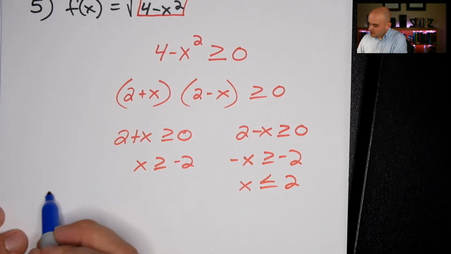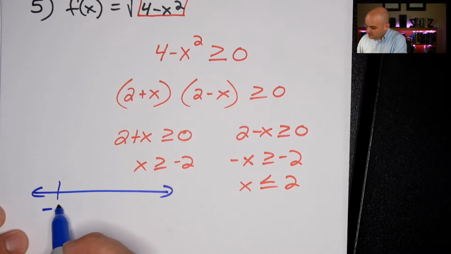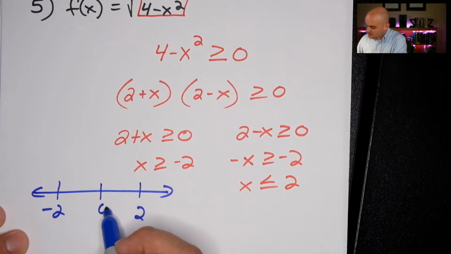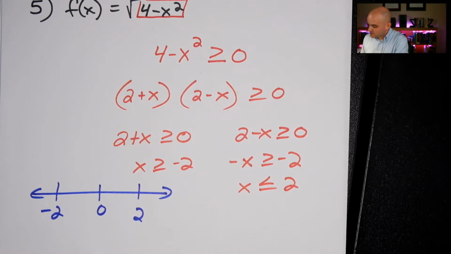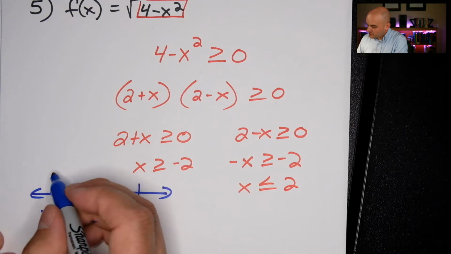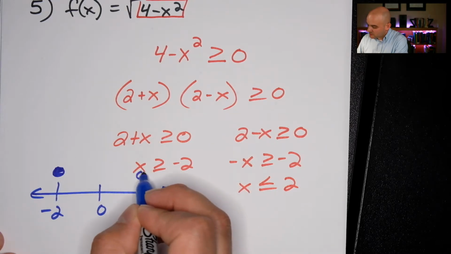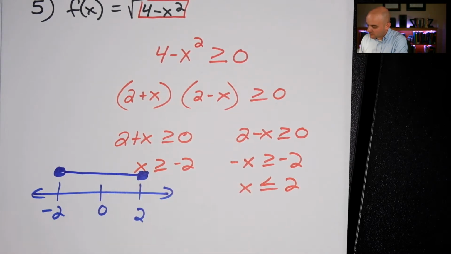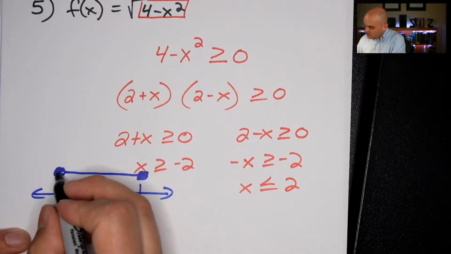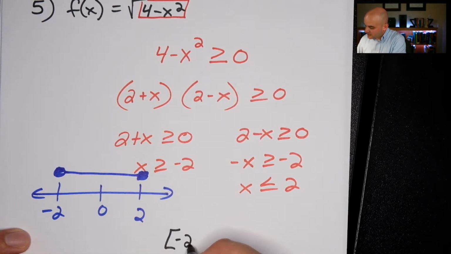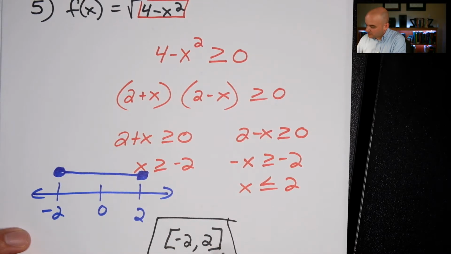So if I'm looking at this on the number line, it looks like this. Here's negative 2, here's positive 2, there's 0 just for reference. They're both solid at negative 2 and 2, and then they connect like this. So to write this out in interval notation, we're going to start at the left at negative 2, and then go all the way up to 2. This is our domain.